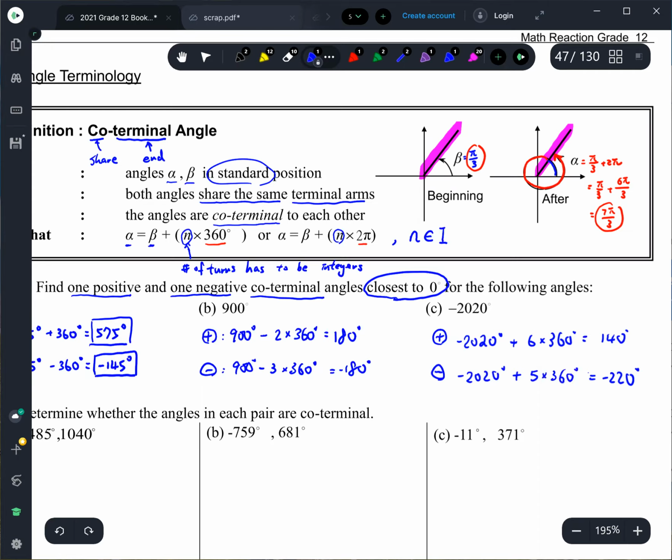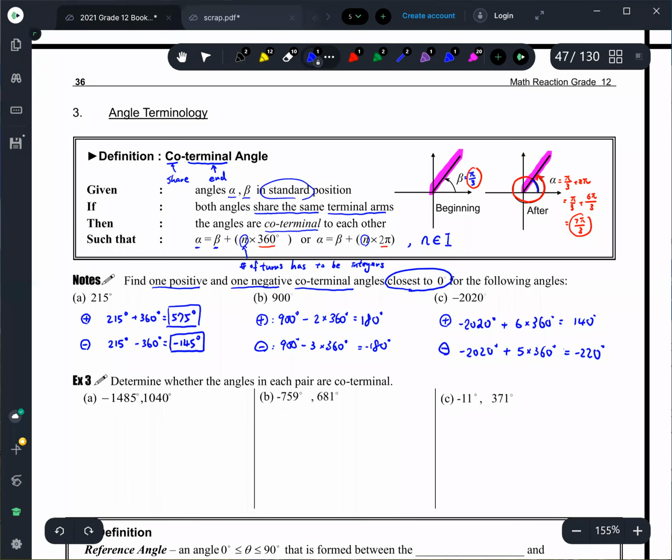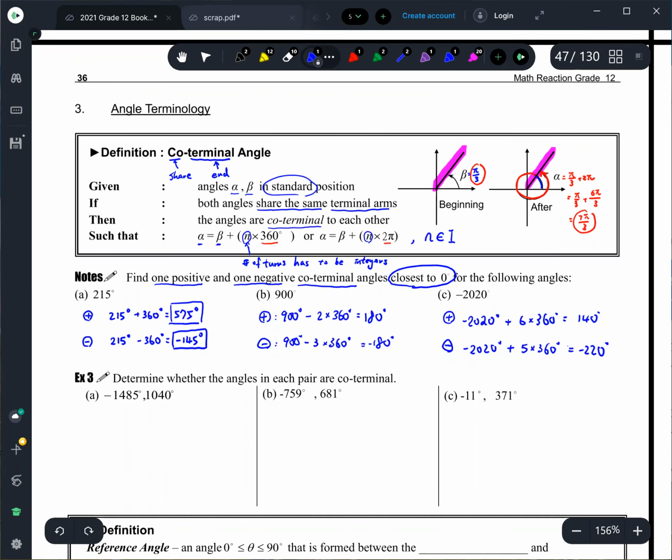Or of course, you can go from 140, subtract 360, right? Because as long as you use 360, it goes back to the same arm, okay? So all the angles that you found here, they are all coterminal to each other. All right, next part, question 3. Determine whether the angles are coterminal or not.